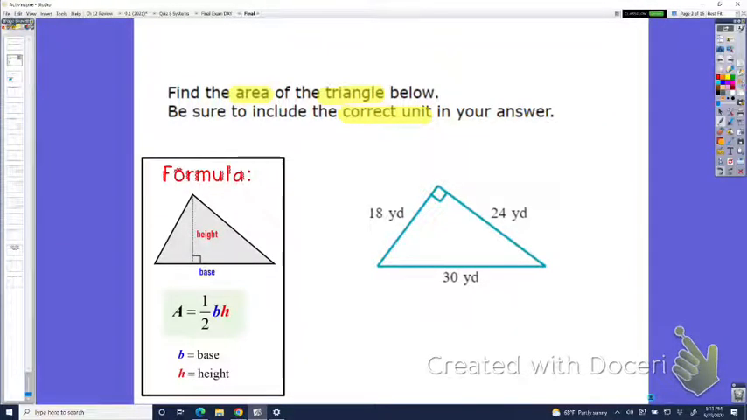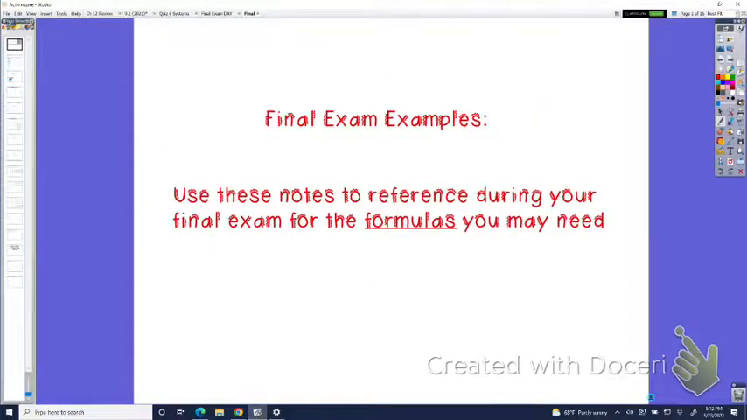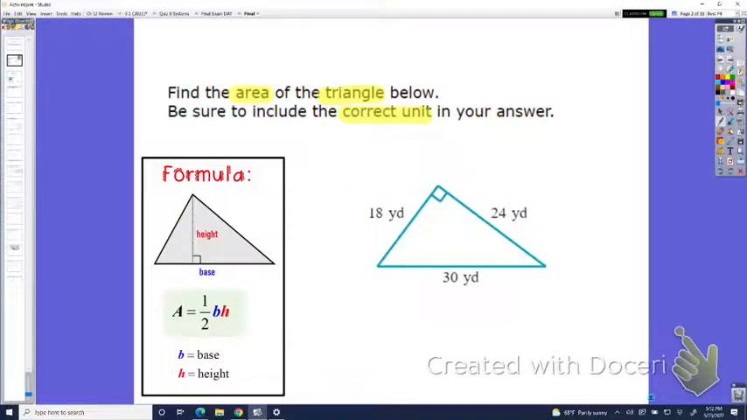This is the last video I'll be sending you of examples for the final exam. There are 15 total problems on it, and you should reference these notes that I'm going to talk through on the final so you can use the formulas that I have on the example slides. So let's go through one of each type that you're going to see on the final.